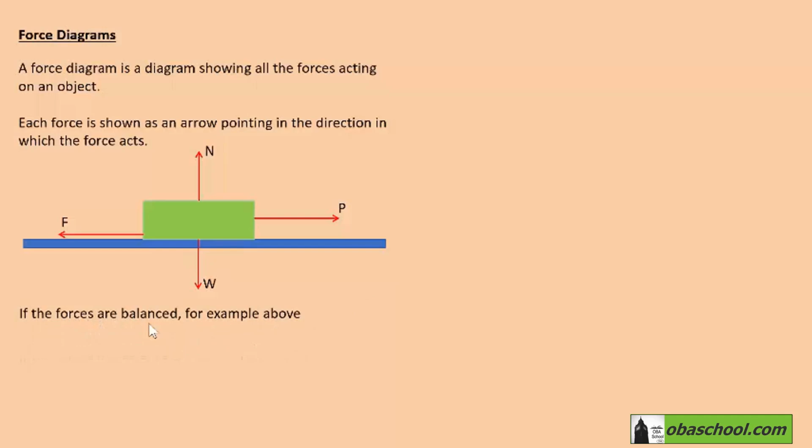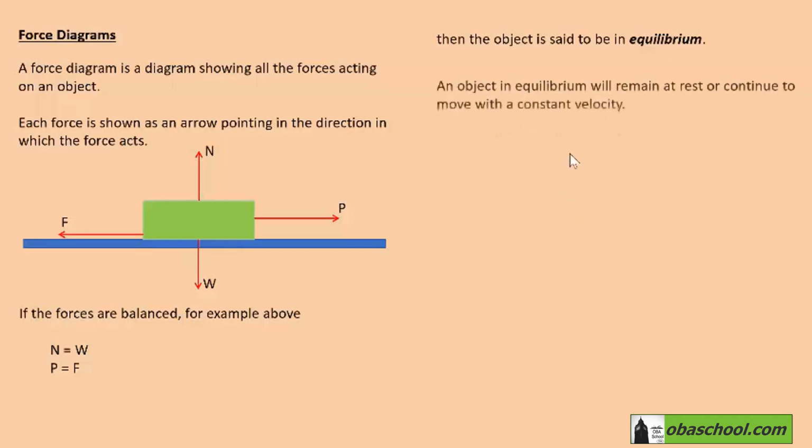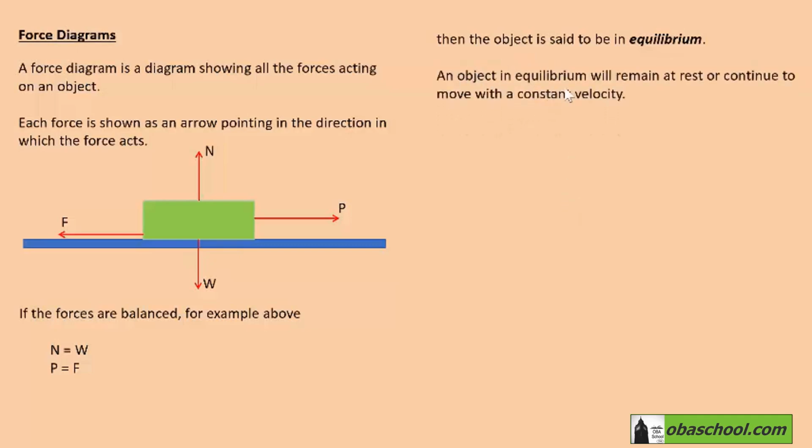If the forces are balanced, in other words, N is equal to W, F is equal to P, then the object is said to be in equilibrium, so the forces completely balance out. An object in equilibrium will either remain at rest or continue to move with a constant velocity.